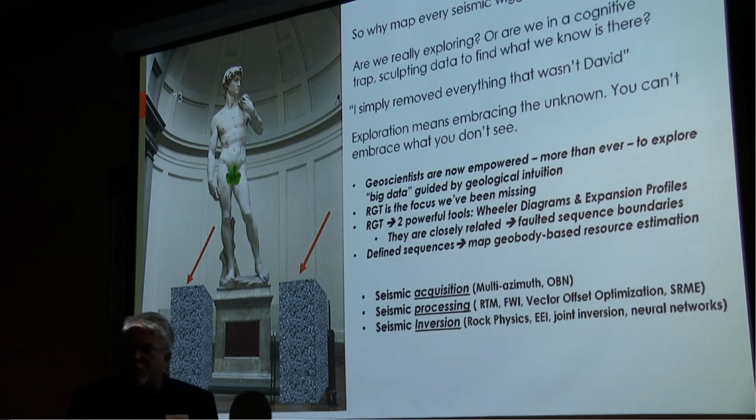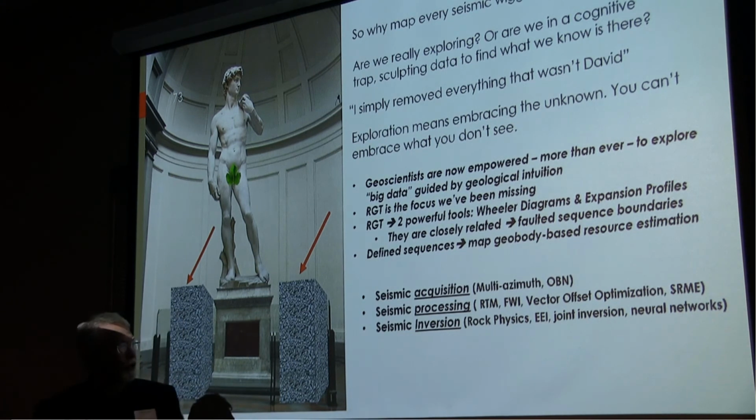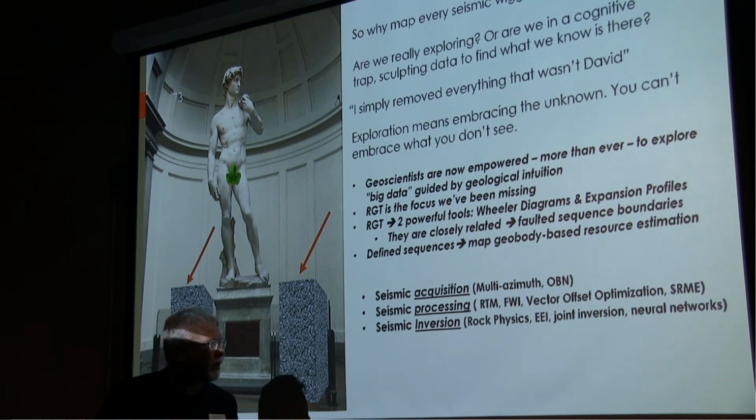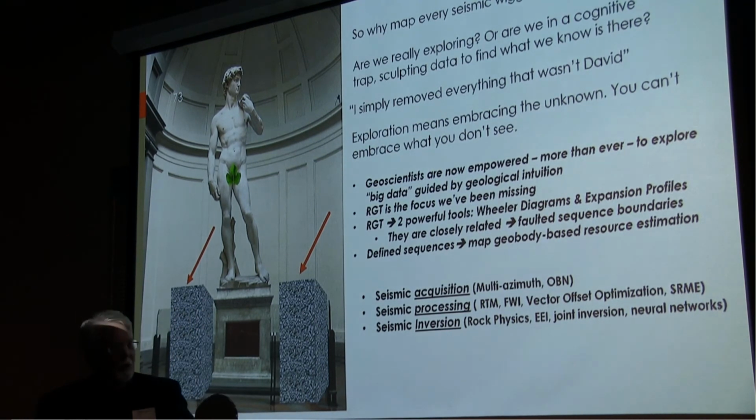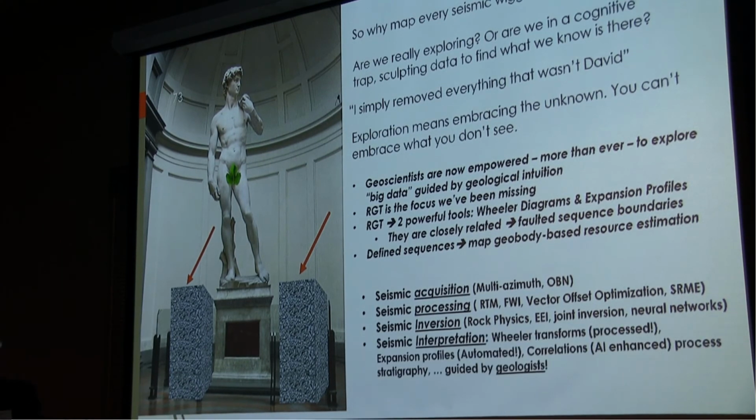Seismic processing, reverse time migration, full waveform inversion, and everything else, surface-related multiple elimination. This stuff is a game changer. You can see things you never saw before. And in seismic inversion, the emphasis on rock physics, extended elastic inversion, joint inversion, and now neural networks is great. But seismic interpretation, we've kind of been left out of that. And I don't think that's fair.